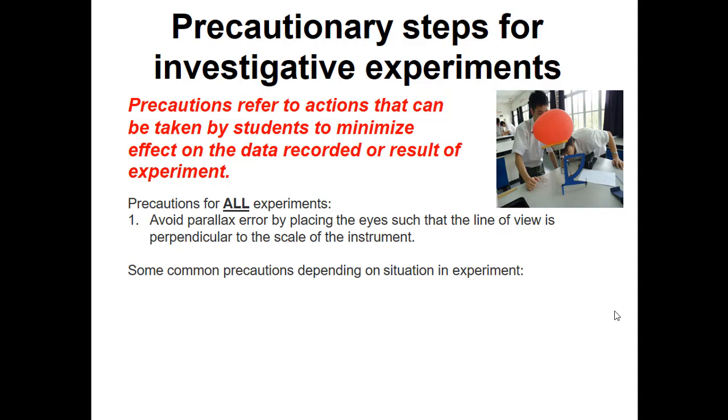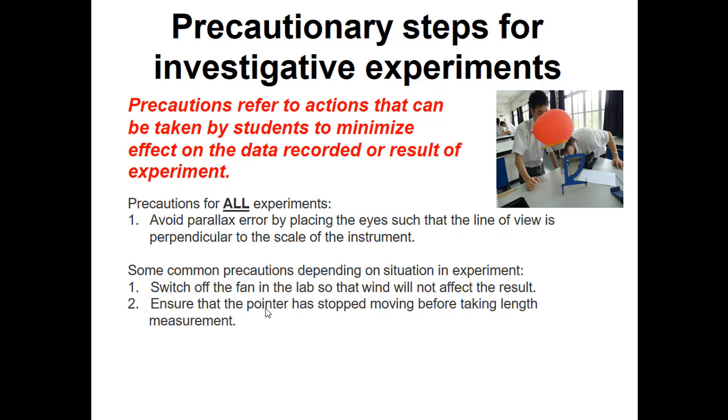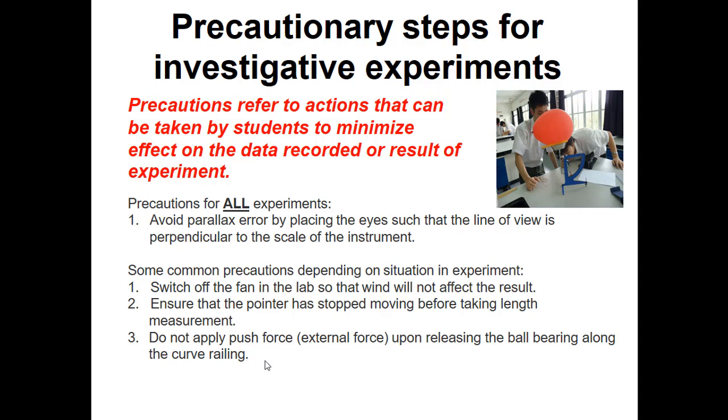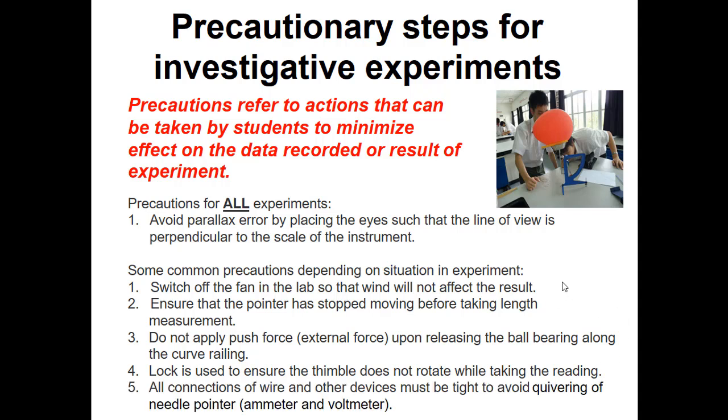Then there are some common precautions that depend on the situation in a particular experiment. For example, we might switch off the fan in the lab so that the wind will not affect the result. Ensure that the pointer has stopped moving before taking the length of the measurements. Do not apply any push force, the external force, upon releasing the ball bearing along the curved railing. Fourth, a lock is used to ensure the timber does not rotate while taking the reading using a micrometer screw gauge. Fifth, all connections of wire and other devices must be tied to avoid quivering of the needle pointer for the ammeter and voltmeter when we perform an experiment which deals with electricity.